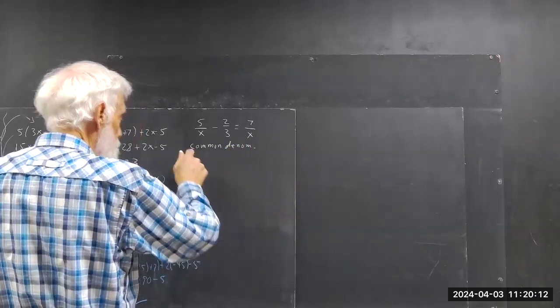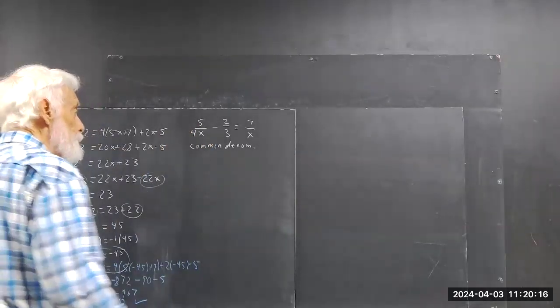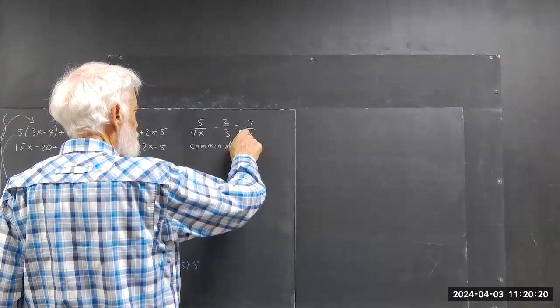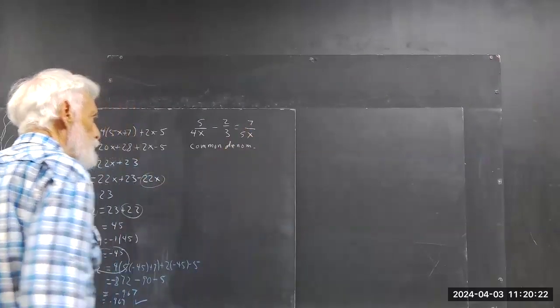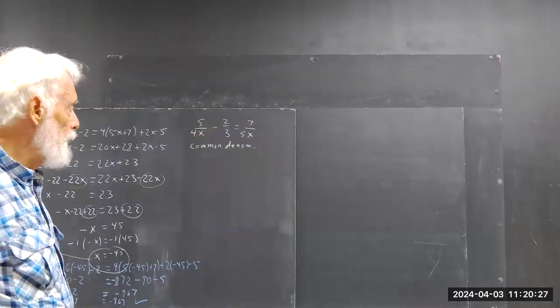I'm going to change this just a little bit. I'm going to make this 5 over 4x. I'm going to make this 7 over, what the heck, 5x. Okay, what's our common denominator?